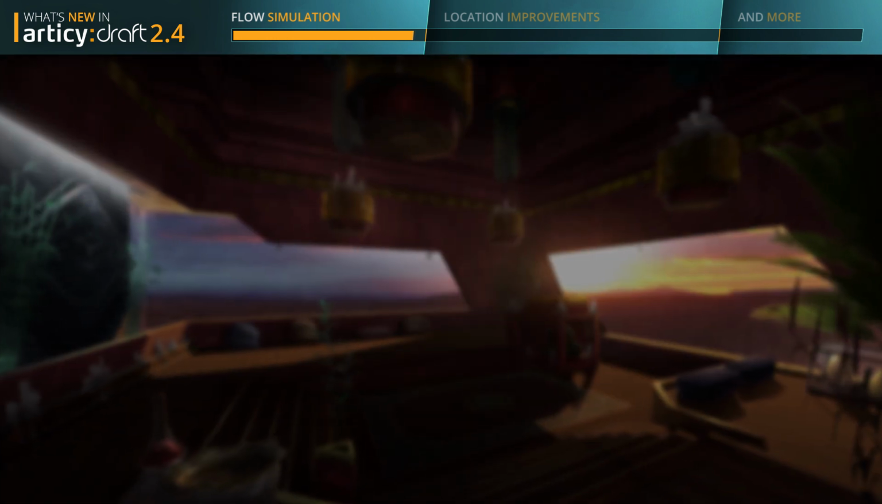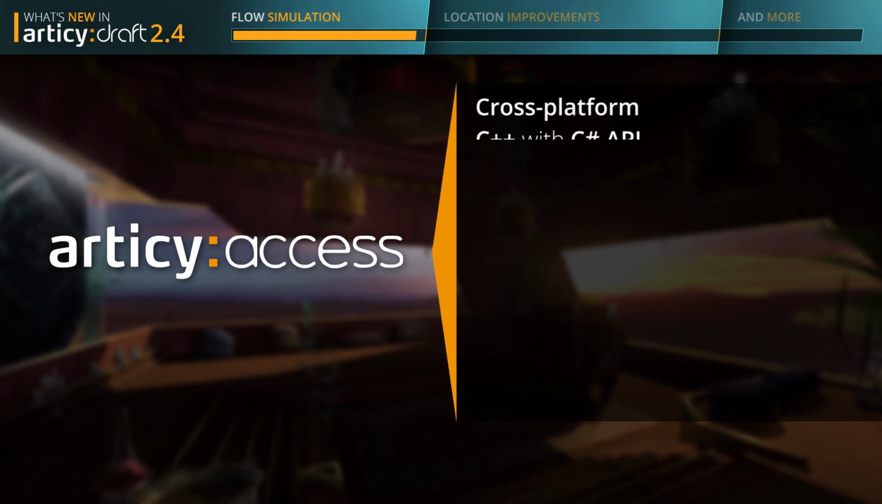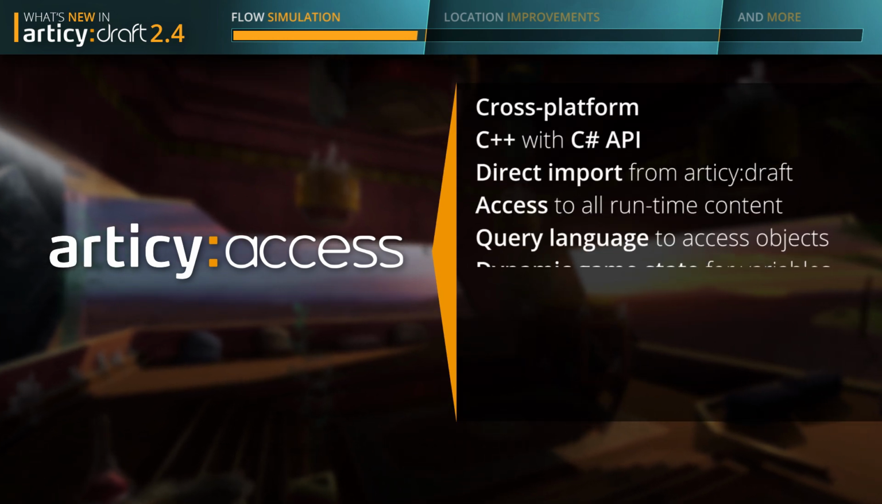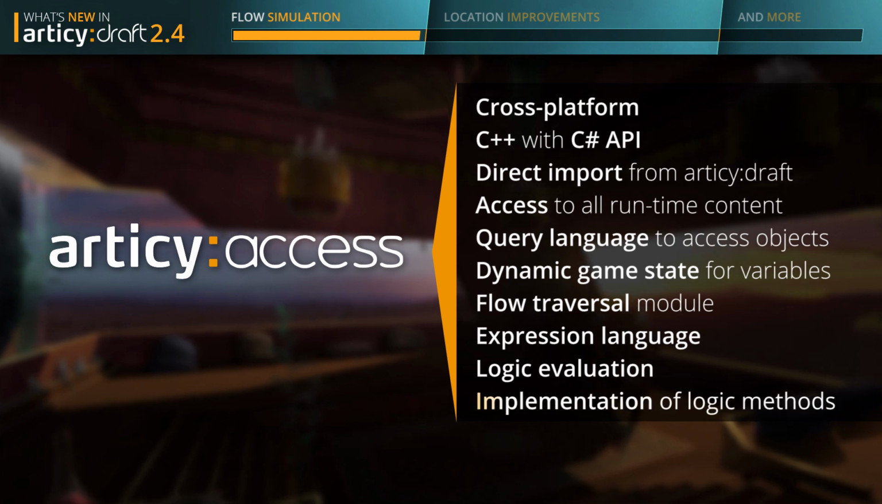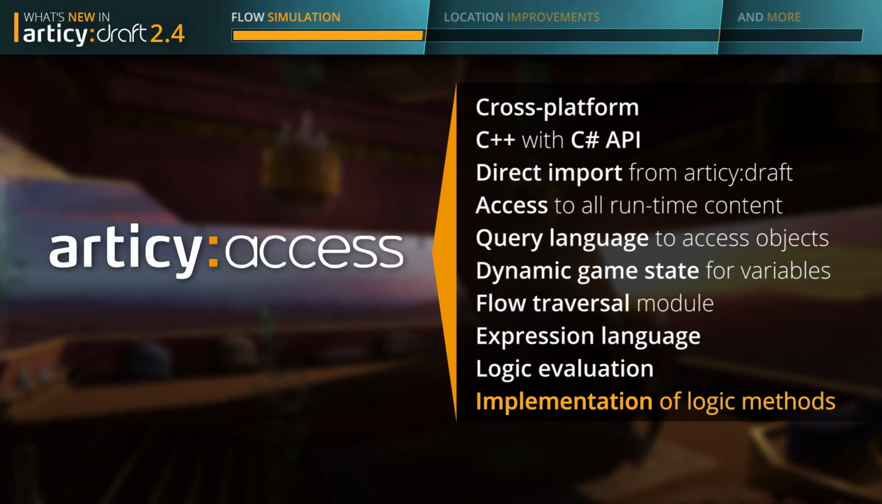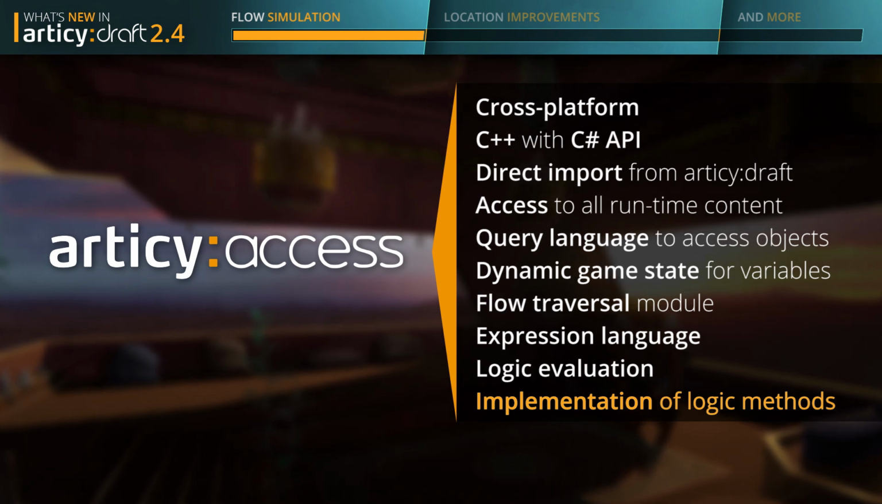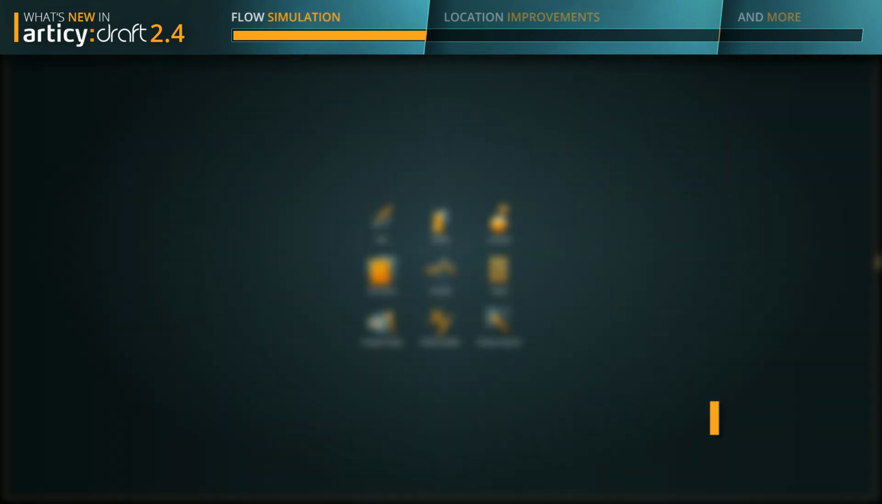If you're using our runtime library Articy Access, all this evaluation functionality and expression parsing is at your disposal in your own game. You can easily add your custom code and register implementations for methods used in the scripts, so that Articy Access can actually use the current weather in the story logic, like in our example before. Alright, that's it for the flow simulation.